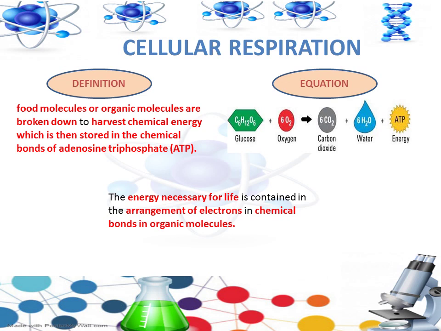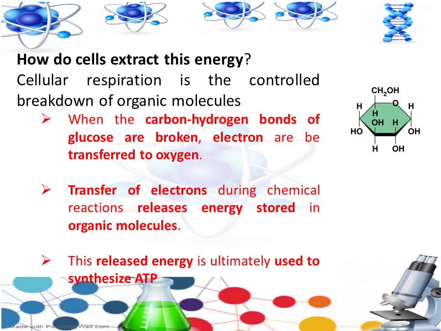Okay, and you can see there is the product ATP. So this energy is very necessary for life, and it contains arrangements of electrons and chemical bonds. So this will lead to the electron transport chain. How do cells extract this energy?